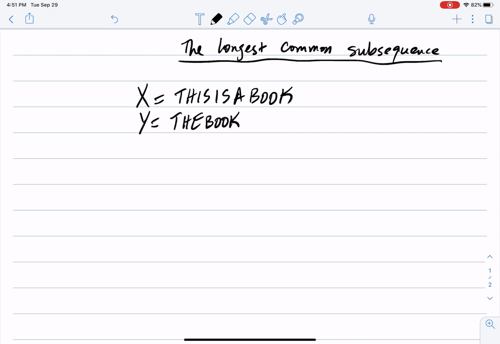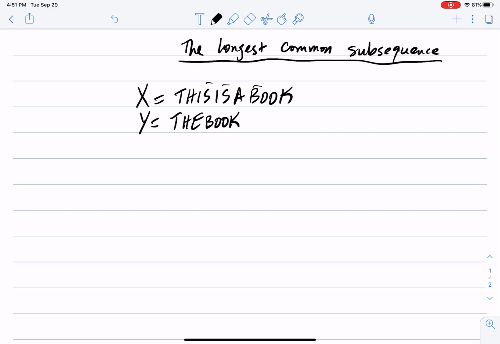Not substring. A substring is a set of letters that are contiguous. So "book" is a substring. But if I'm talking about subsequence, for example, I can take SSB as a subsequence. I can take SSB as long as I take them in the same order. BSS is not a subsequence because this is not respecting the order.